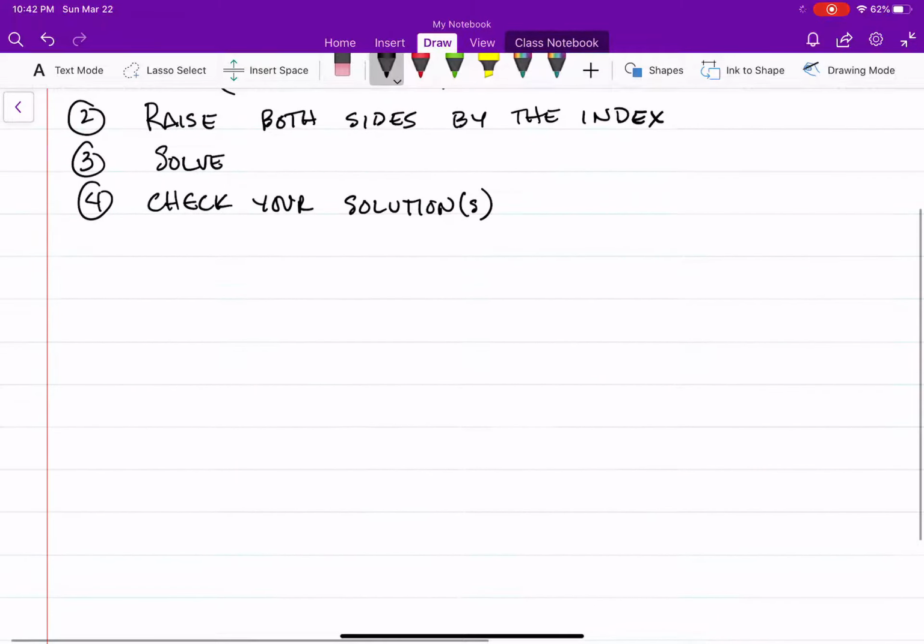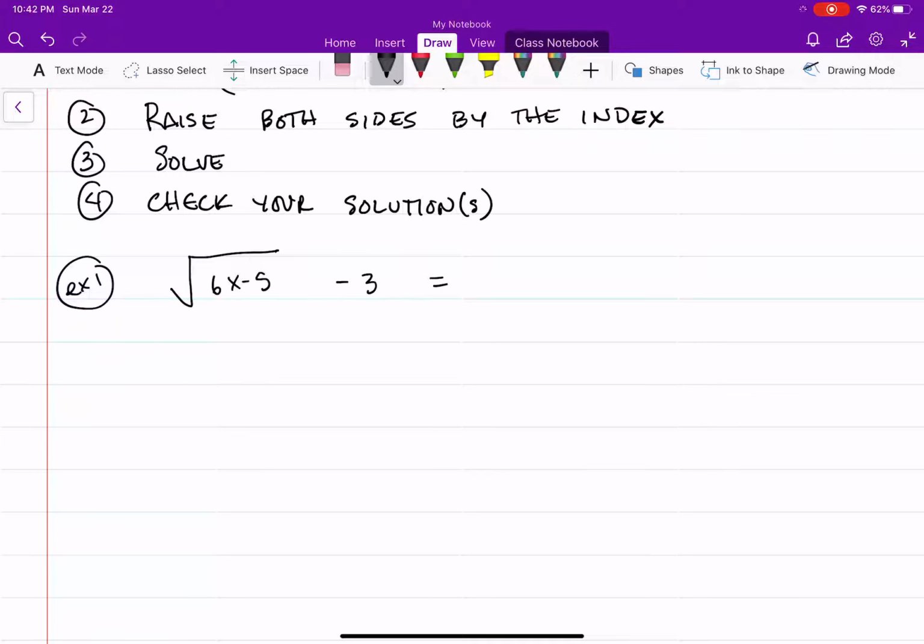Okay. So let's start with example one. Example one is this. Let's start with the square root of 6x minus 5, minus 3, is equal to 2. So that minus 3 is not under the radical. The radical ends at the 5. Step one was to get the radical by itself, so I have to add 3 to both sides. So I'm going to have the square root of 6x minus 5 is equal to 5.